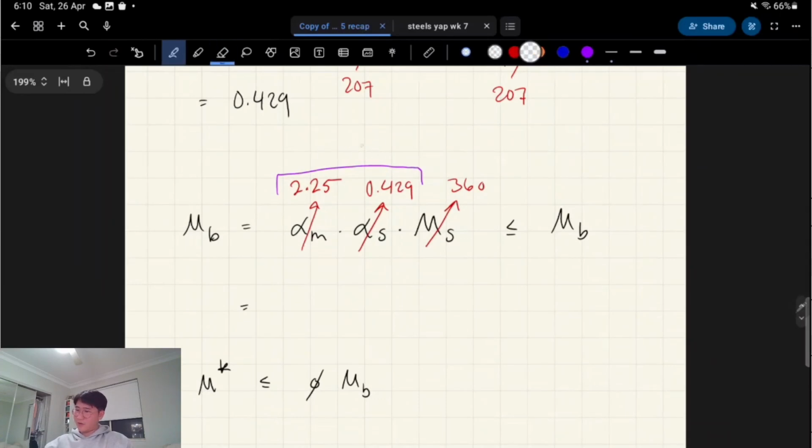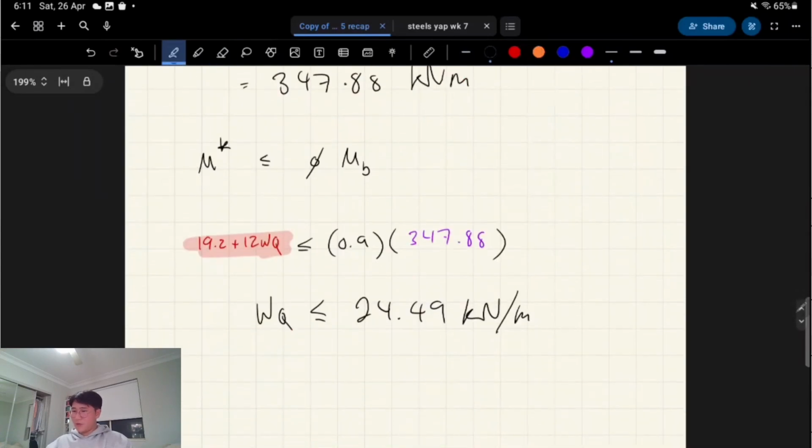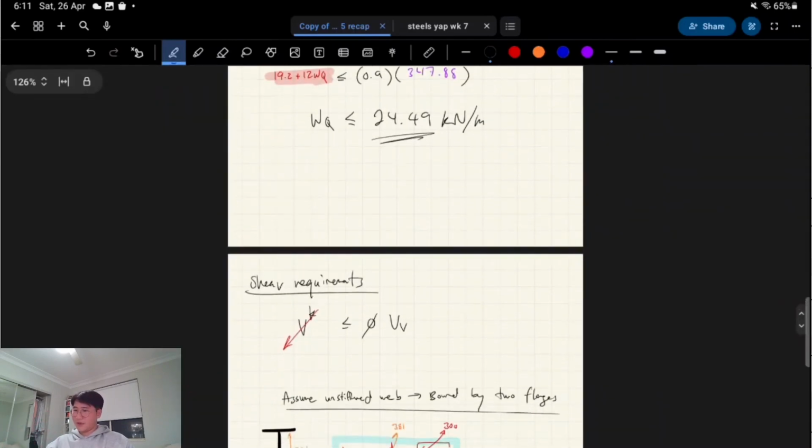If you get a value that's like 1.5, you essentially have to set it back down to 1.0, right? Because you can't go over that limit of MS according to this formula. That gives us 347.88 kilonewton meters, so that's down from 360. Now, this is our final capacity once we've shrunk it by 0.966. When we plug in what we found for MS as an expression of WQ, we get this value. So WQ is less than 24.49 kilonewtons per meter, right? Fantastic. So that's our value for flexure.